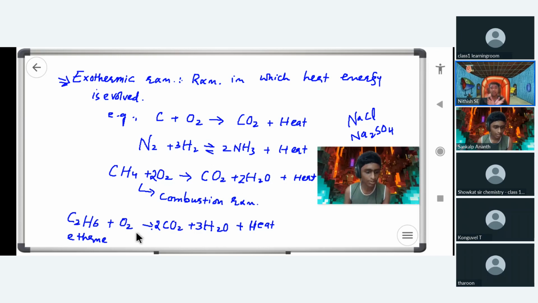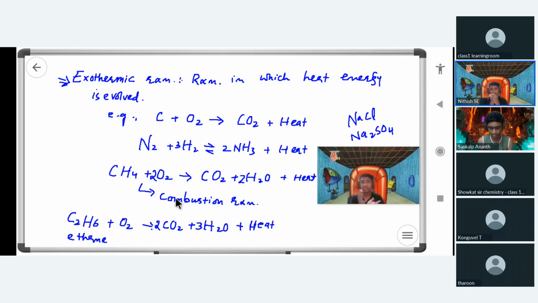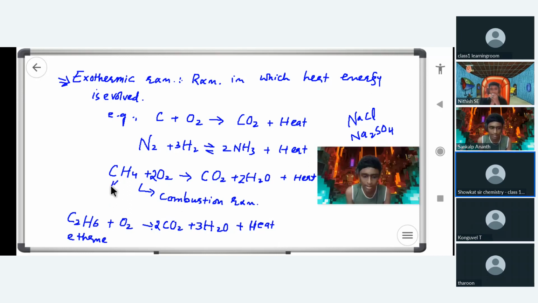5, what do you mean? That gives us 10. Yes, there are 2 H. CH4 is methane and C2H6 is ethane. Sir, 2 into 2 is 4, and 3 into 2 is 6. Let's try to balance this.